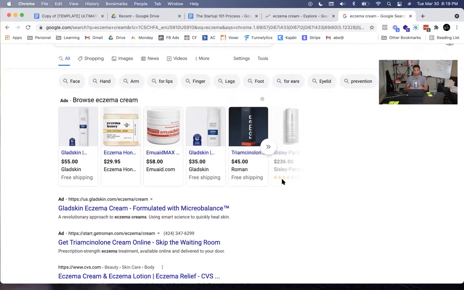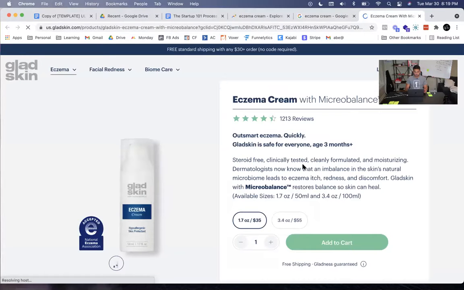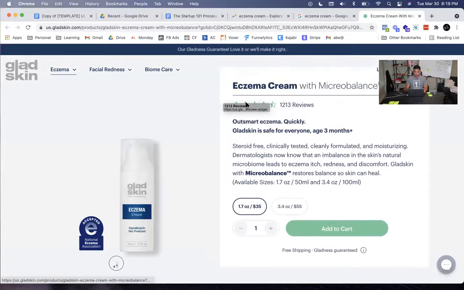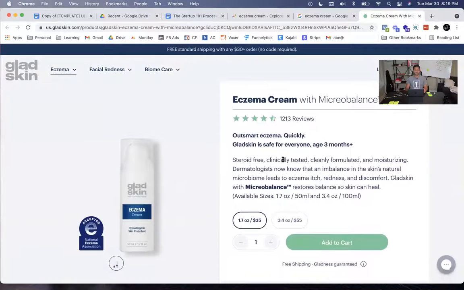Because if they are, that means they're probably making money, right? And there's a couple of things that we want to look for. Number one, we want to look for how many people are doing this, all right? And what are they selling? So we got cream, right? So this is Gladskin. This is one cream. Look at the reviews, right? We'll go through this in a second, but look how they're selling it, right?